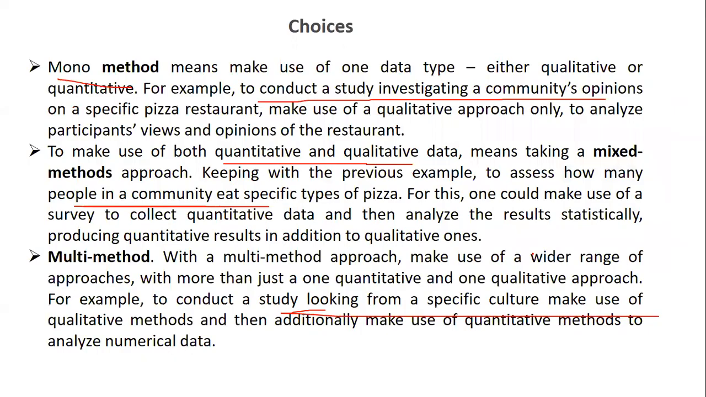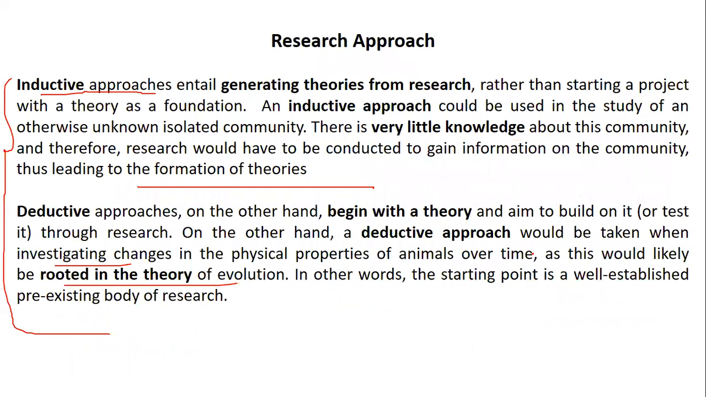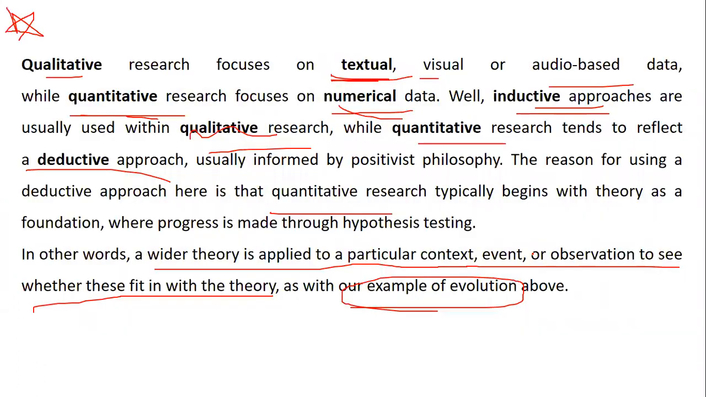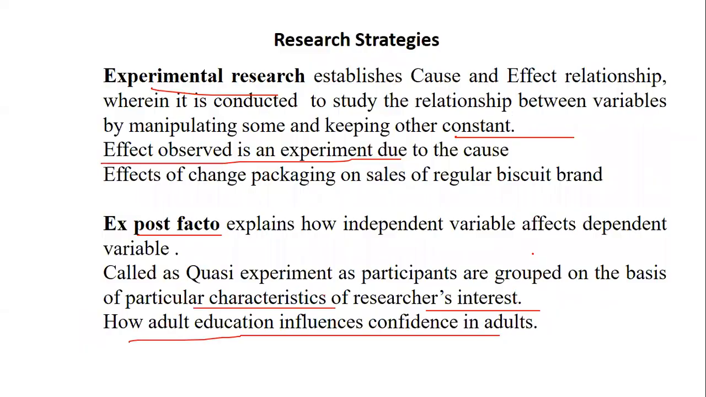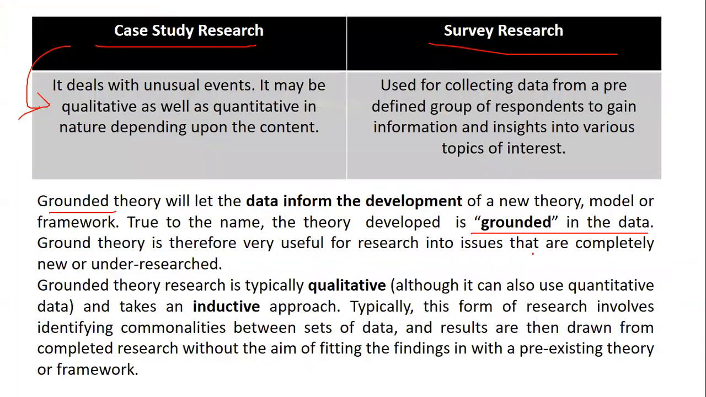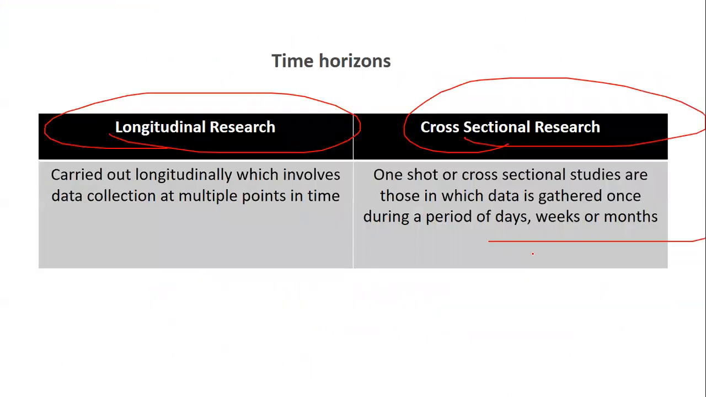So if you see in the research onion, these were the topics which we left out, that is research approach, inductive and deductive. Then we studied qualitative and quantitative from a research point of view in detail. We studied experimental and ex post facto research, including ethnographic, action research, observation research, case study, survey research, grounded research, and coming to various choices, that is, is it a mono method, a mixed method or a multi method? And then coming to time horizons.